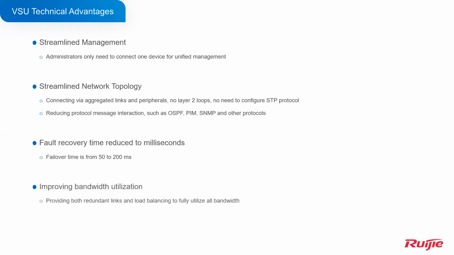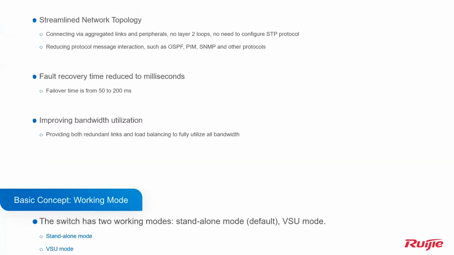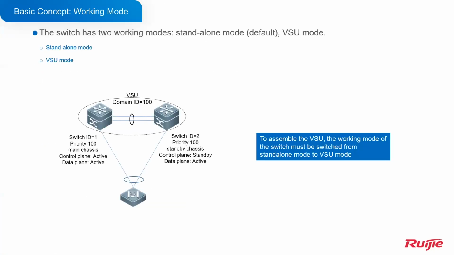And the last one, you can improve the bandwidth utilization because all the links and all the devices can help us forward the message out. And you can provide a load balancing policy. Then all the links will use a policy to forward the message out. So this is an advantage. Then let's see, if you want to deploy a basic VSU, there are some concepts you must know.